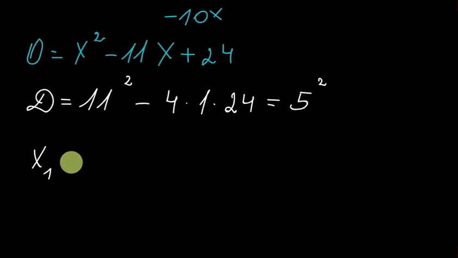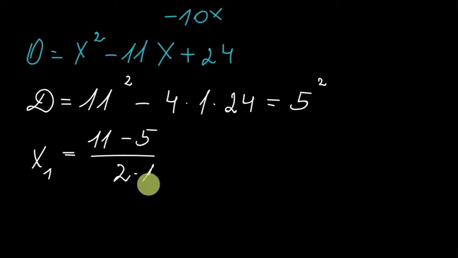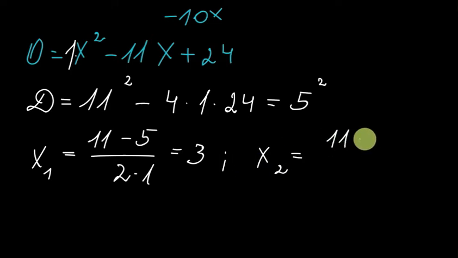So our x1 is equal to 11 minus 5, the square root of the discriminant, divided by 2 times 1, because here we have 1, and it is equal to 3. And our x2 is equal to 11 plus the square root of the discriminant divided by 2 times 1, and it is equal to 8.